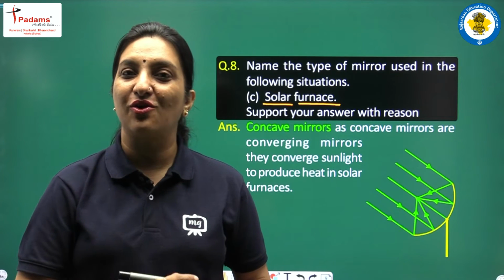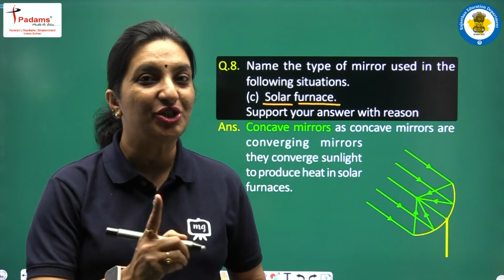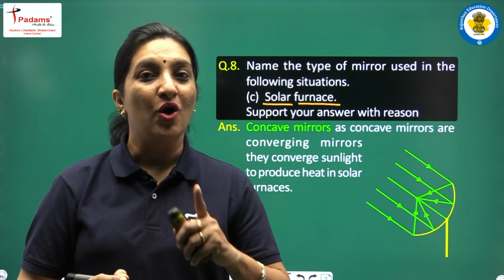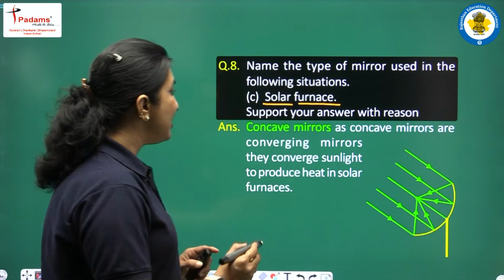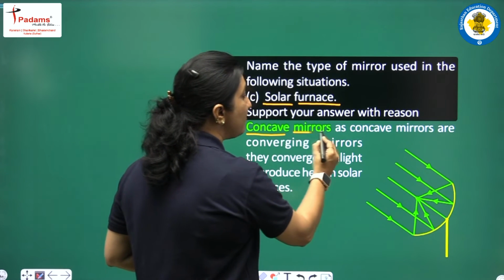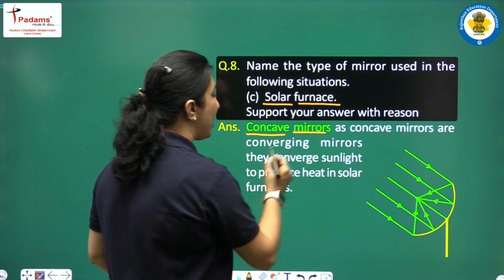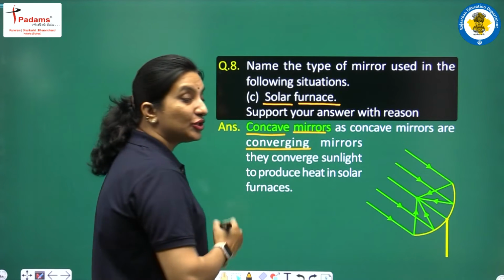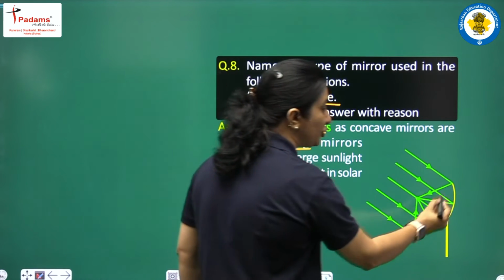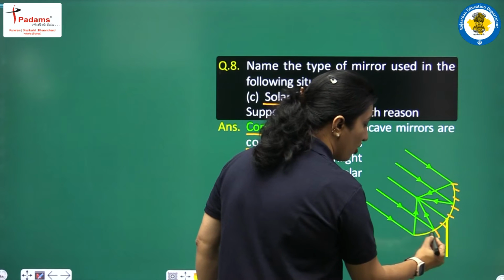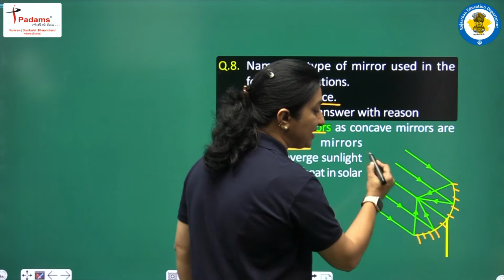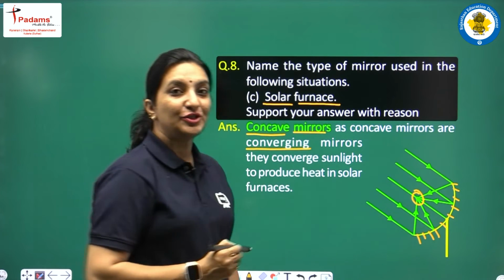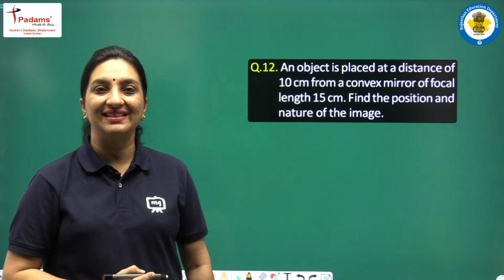कॉन्केव मिरर, because concave mirrors are converging mirrors, they converge all the rays of light falling on them on the focus. So here the answer will be concave mirrors, as concave mirrors are converging mirrors, they converge sunlight to produce heat in solar furnaces. Here we have shown a concave mirror and the rays of light coming from the sun get focused at this point. So concave mirrors will be used in this case.